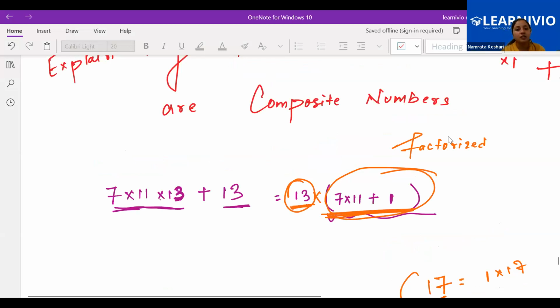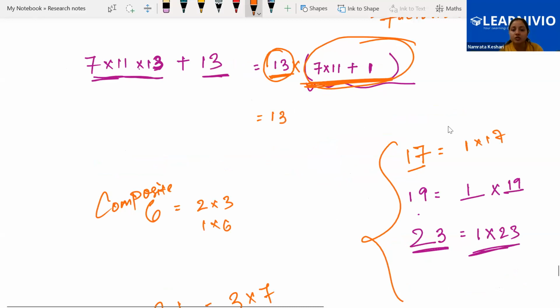Or you can take one more step. You can also do 13 into the bracket all together. When we calculate the bracket using BODMAS, multiplication first and then addition, it will be 77. It will be 77 plus 1, that means 78. So the product of two different numbers, obviously, will be a composite number, not a prime number. Yes or no?